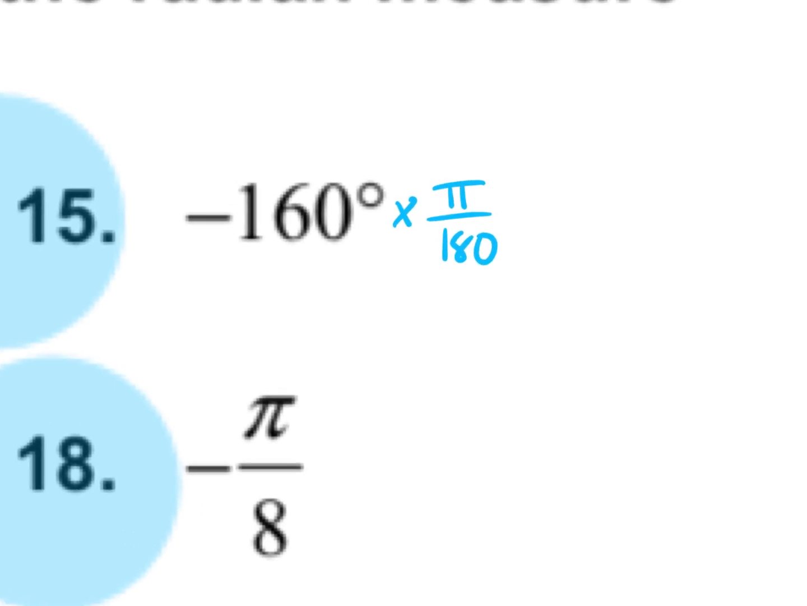What goes into both 160 and 180? 20? 20 goes into 160 how many times? 8, right? So negative 8. And 20 goes into 180 how many times? 9. Can we simplify any more? What are we left with? Negative 8 pi over 9. Awesome.